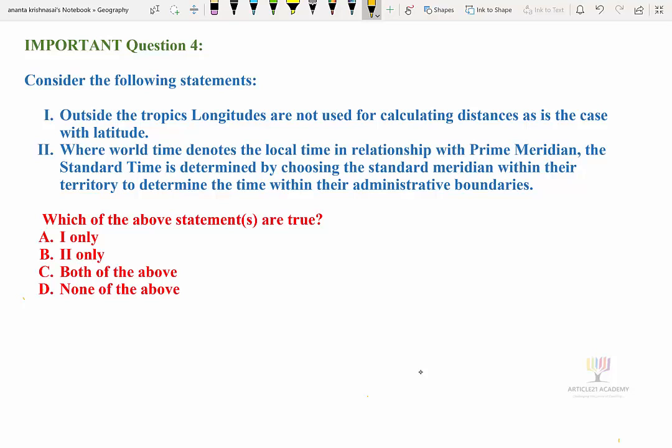Now look at this question. The first statement says that outside the tropics, longitudes are not used for calculating distances as in the case of latitude, which is the correct statement. Second statement says that world time denotes the local time in relationship with the prime meridian, and the standard time is determined by choosing the standard meridian within the administrative territory to determine the time within their administrative boundaries, which is also true. Hence, both the statements are correct. C is the right answer.